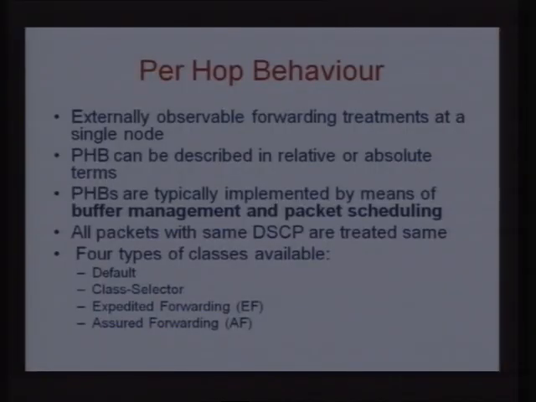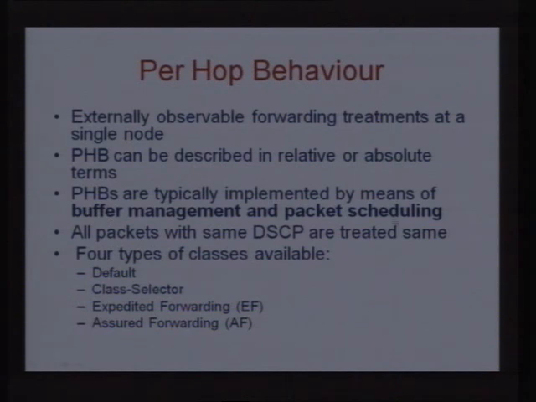Now with this Diffserv classification, we come to the type of treatment which a packet should get, and the type of treatment which a particular packet gets is defined by the per hop behavior. So we say that per hop behavior is basically an externally observable forwarding treatment at a single node. The PHB can be described in relative or absolute terms.